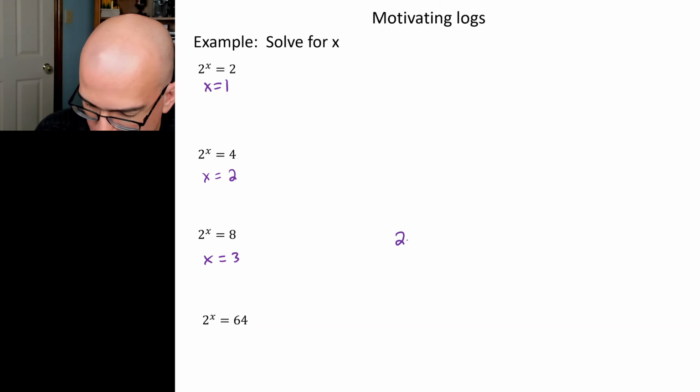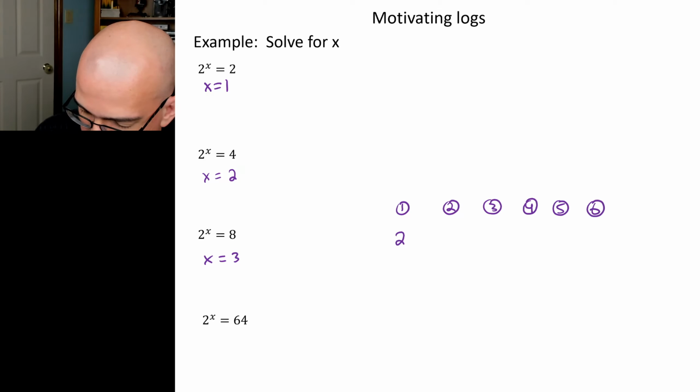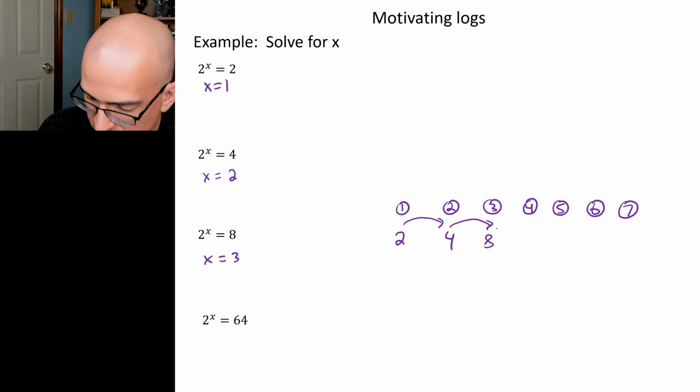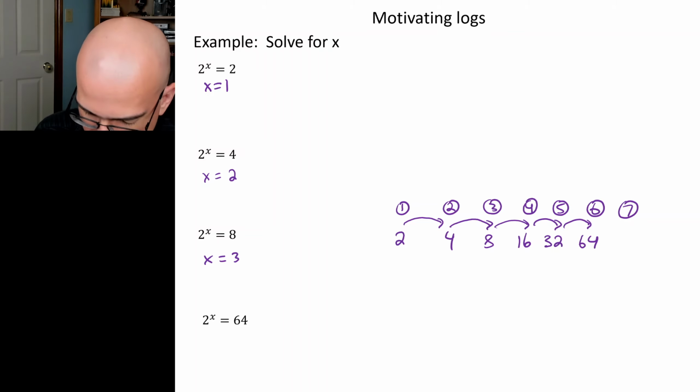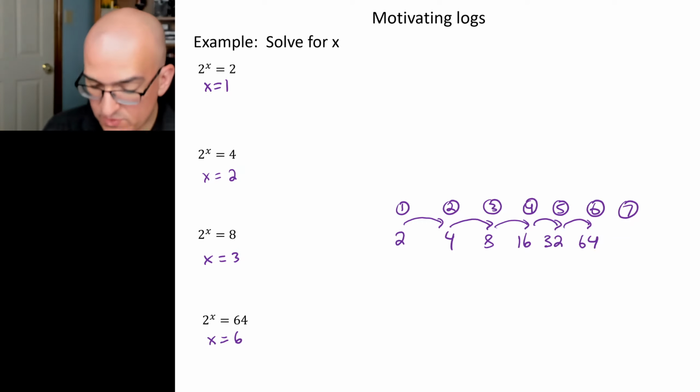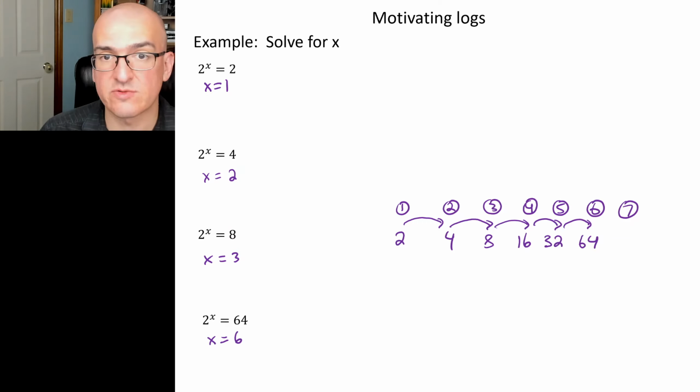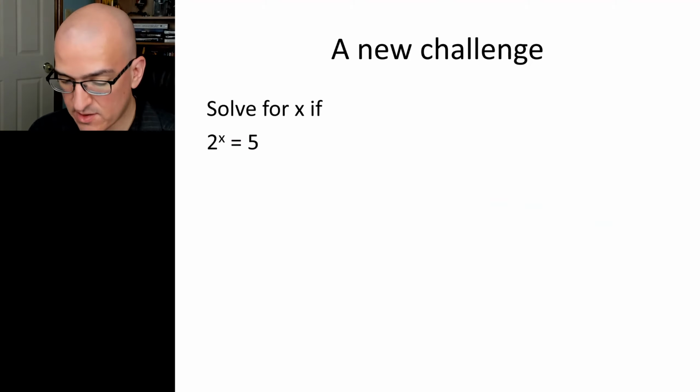So I'll put a 1, 2, 3, 4, 5, 6, 7. Maybe that's enough. So we multiply twice, we get 4. Multiply by 2 again, we get 8, so that's 2 to the power of 3. Multiply by 2 again, we get 16. Multiply by 2 again, we get 32. Multiply by 2 again, we get 64. So that's what we need. We need 64. So we need 6. X is 6. 2 to the power of 6, 2 times 2 times 2 times 2 times 2 times 2 is equal to 64. Okay, so that's all fine.